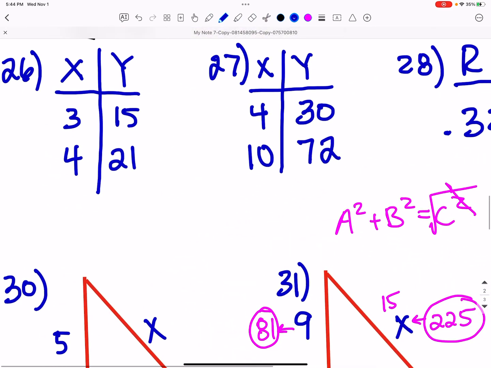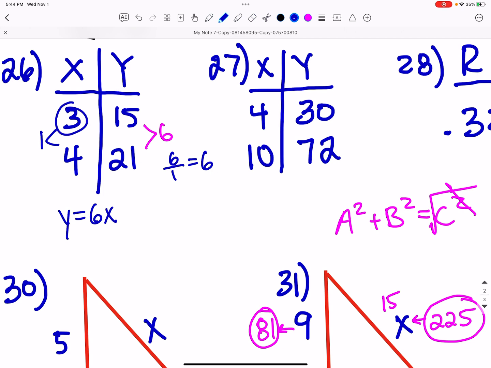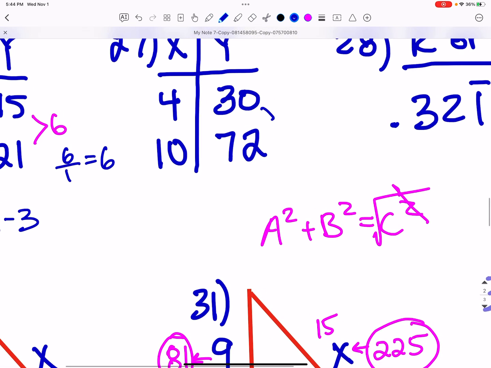Okay, let's see. Goes up 6, forward 1. 6 divided by 1. We don't write 1's on the bottom. It's just 6. Once I know the slope, I say y equals 6x. 6x's, 6 3's is 18. But I'm shooting for 15, so I need to minus 3. Okay, 6x minus 3.